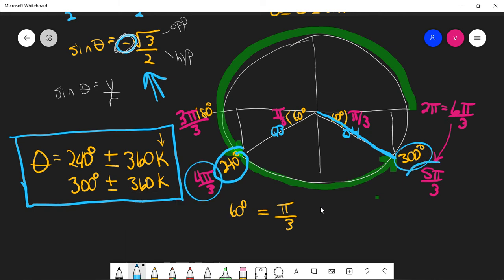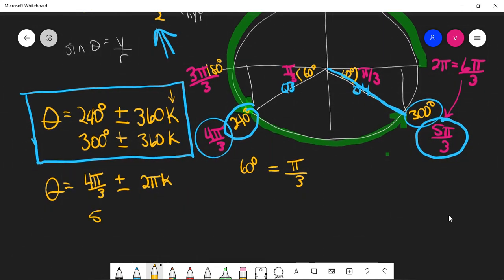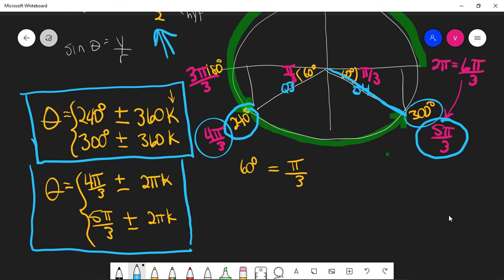It would be 4 pi over 3 plus every forward or backwards rotation, and 5 pi over 3. So let's write those down. In radians, your theta would be 4 pi over 3 plus or minus, and 360 is the same as 2 pi times every forward or backwards rotation, or 5 pi over 3. You can put these little squiggly brackets around it. That's probably how you see it in the book. Plus or minus every forward or backwards rotation. There's your answer in radians.